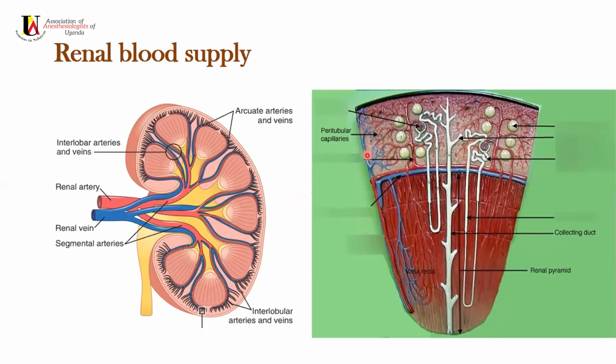So we have the interlobular veins giving us the arcuate veins, and then the renal vein brings blood into the systemic circulation. And then we have the interlobar arteries. They're those that go deep into the medulla. Up here is the cortex, and then we have the medulla region. And these ones give rise to the vasa recta capillaries. And we'll see the importance as we continue with this discussion.